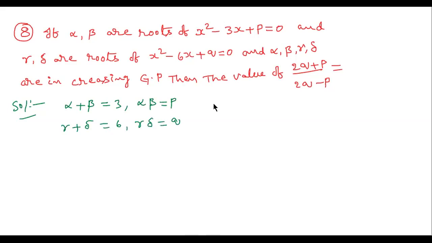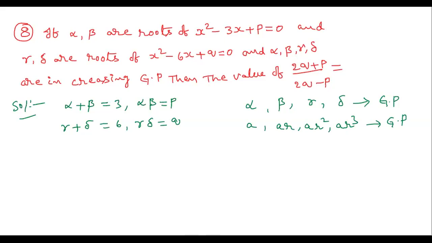And alpha, beta, gamma are in increasing GP. That means alpha, beta, gamma, delta are in a GP series. Increasing GP. That means these are A, AR, AR square, AR cube. These are in a GP series. Then we can find 2Q plus P divided by 2Q minus P. So here P and Q, where are they? Instead of alpha, beta and gamma, delta.